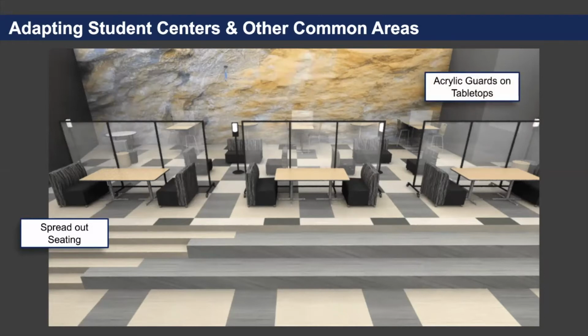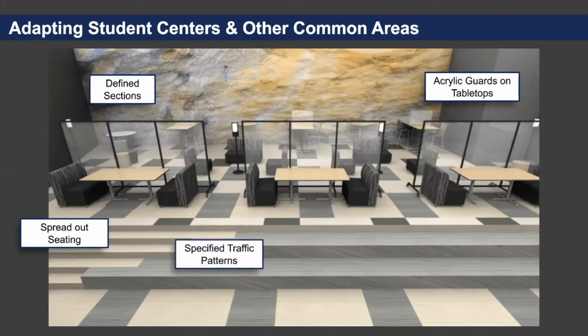Acrylic guards on tabletops offer an added layer of safety. Also, consider a rule about zigzag seating when students share a table. Partitions can divide sections and add a solid buffer between groups. Consider ways to regulate traffic flow using stanchions and partitions. Incorporate easy-to-clean surfaces. Smooth tabletops and vinyl seating are examples of surfaces that wipe down easily.